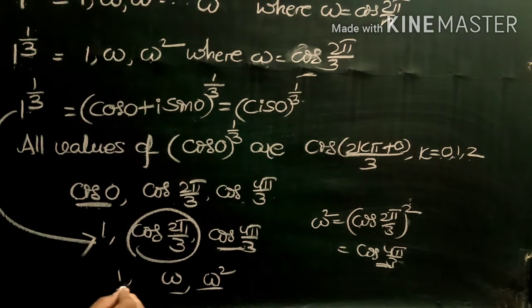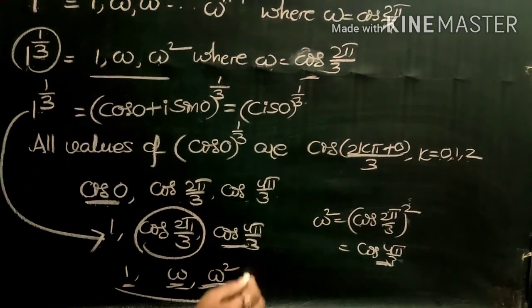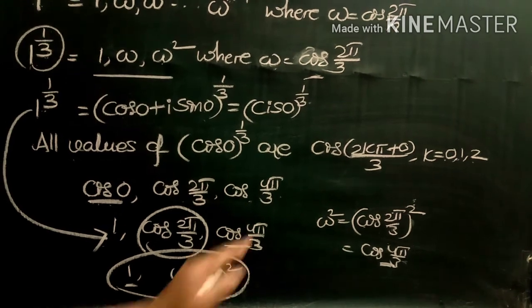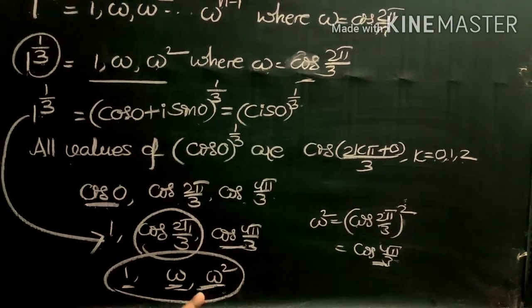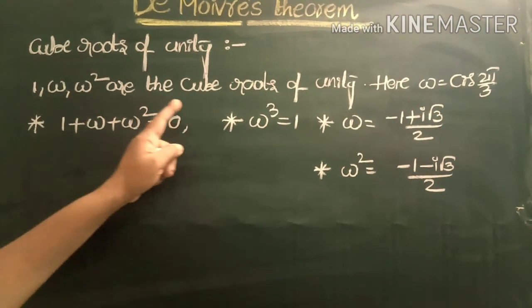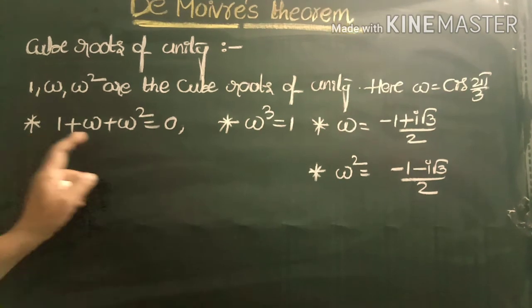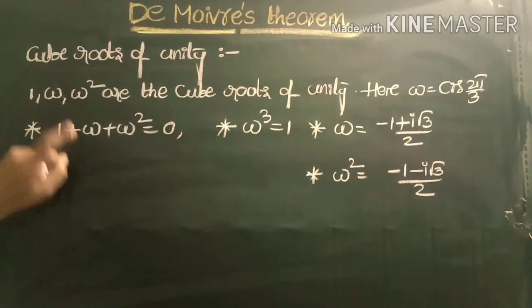Therefore the cube roots of unity are 1, omega, omega square, where omega is equal to cis 2 pi by 3. So 1, omega, omega square are the cube roots of unity, where omega is equal to cis 2 pi by 3. Now these are the most important results related to cube roots of unity.